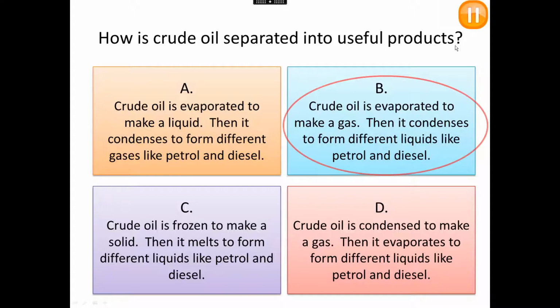Let's have a look. The correct answer was B. Crude oil is evaporated to make a gas. Then it condenses, that means turns back to liquid, but it forms different liquids like petrol and diesel. They all condense at slightly different temperatures so we can collect the different hydrocarbons at different temperatures.